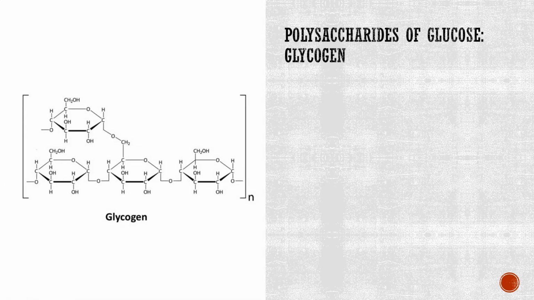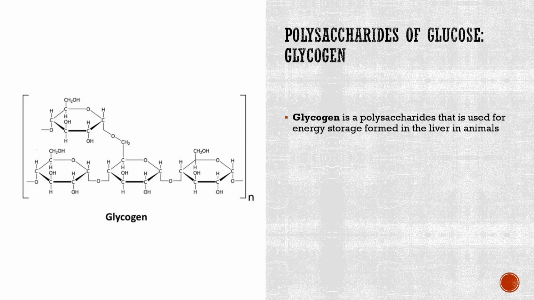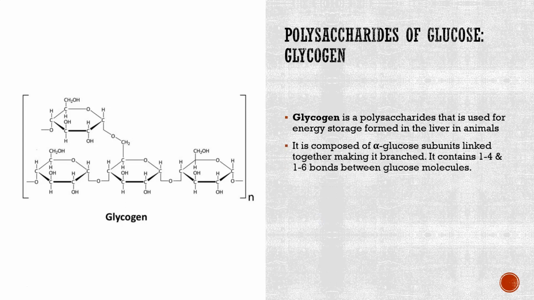Okay, so here we're looking at glycogen. And glycogen again is a polysaccharide. This time it's used for energy storage, formed in the liver in animals. It's composed of alpha glucose subunits linked together, making it branched, and contains 1 to 4 and 1 to 6 bonds between the glucose molecules.